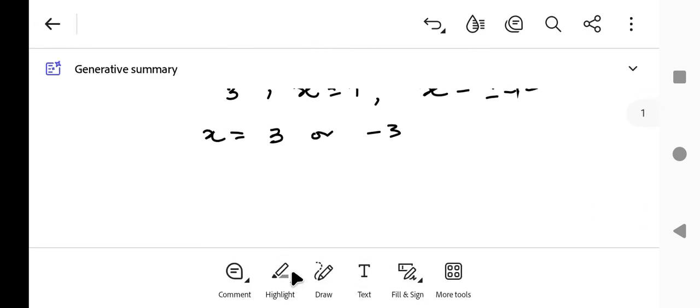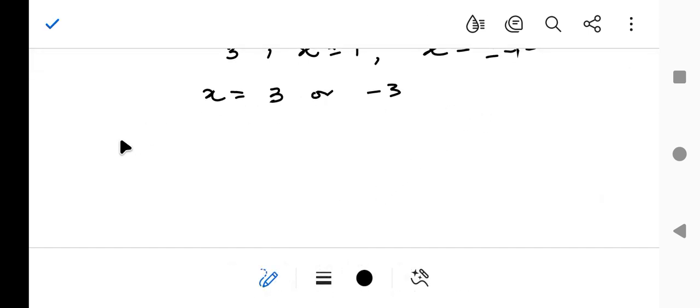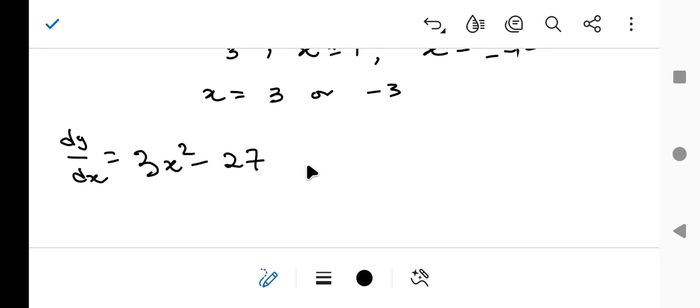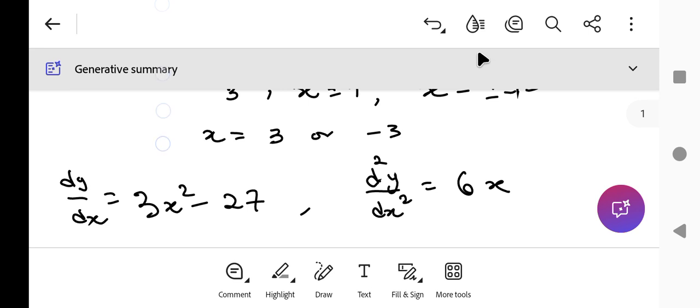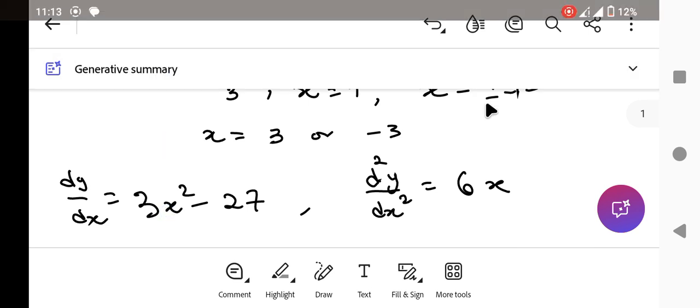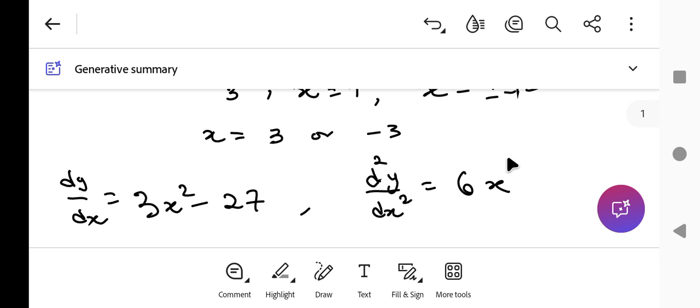Now you know that we already have dy/dx, which was 3x squared minus 27. So we are differentiating again, and d squared y upon dx squared should be 6x, right? 6x, and this is a constant, so it's 0. So that is about that. Fantastic. So you evaluate the function at these points.